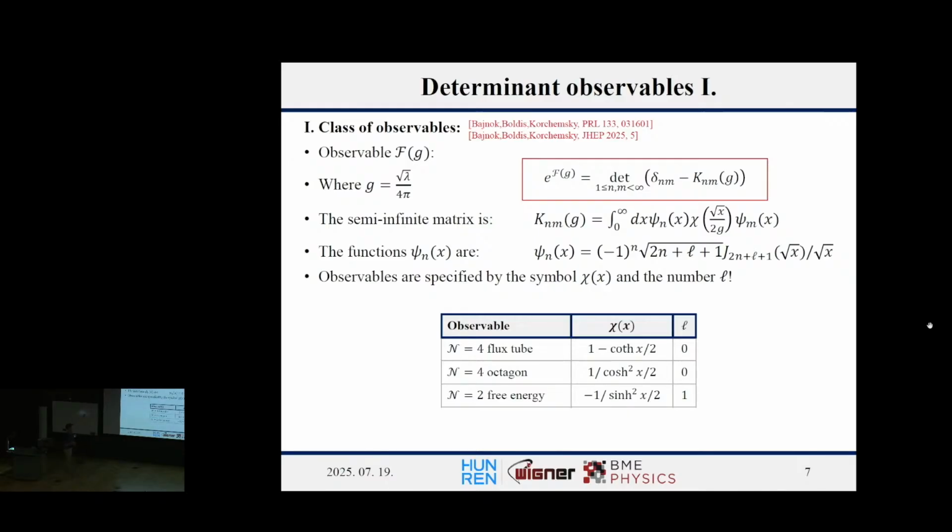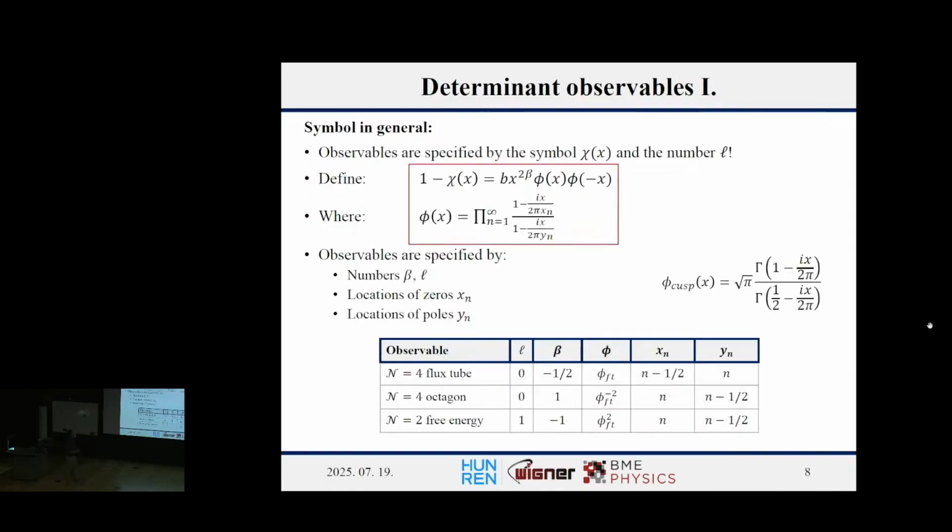So in each case, you have the structure: an integral of Bessel functions put into an infinite matrix, and you calculate its determinant. It sounds like a very hard problem, but with some modifications or tricks, you can make it easier to deal with. As you can see, you also have another parameter, this curly L, and by fine-tuning this chi symbol and this parameter L, you will have different observables in different theories.